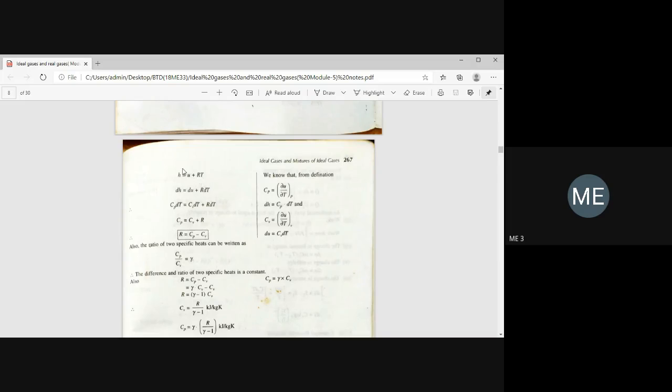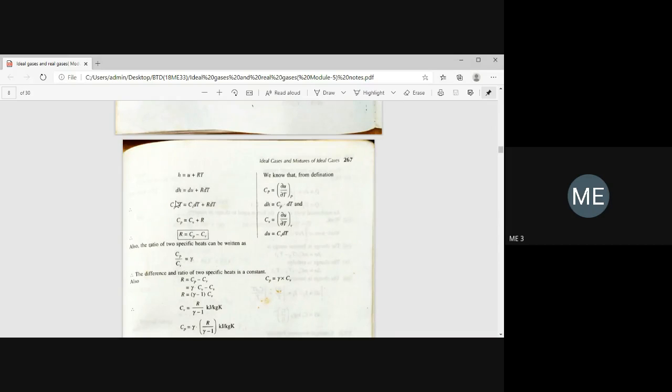Now in the differential form, we can write dH equals du plus R into dT, where R is the constant. We cannot write dR. So dH equals du plus R dT. And du is always given by Cv into dT, and dH equals Cp into dT. You should remember these two formulas: dH is always Cp into dT, du is always Cv into dT, and you put R into dT as it is.